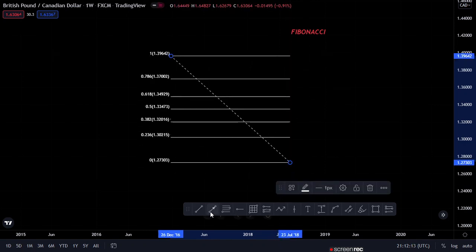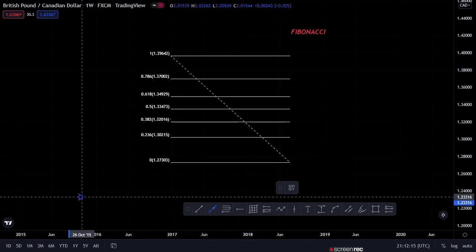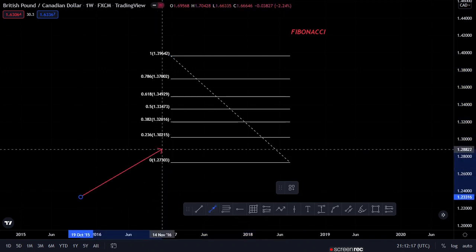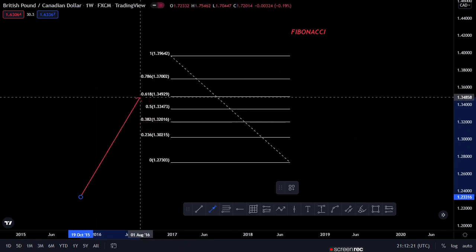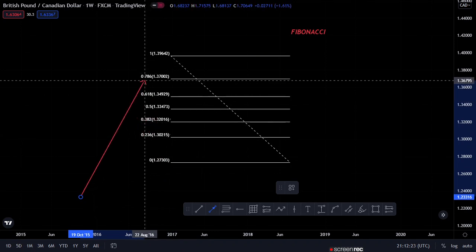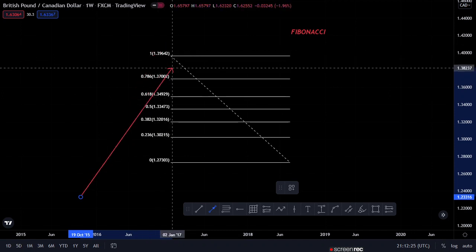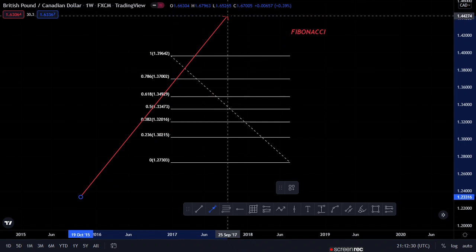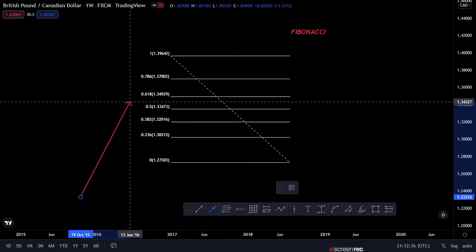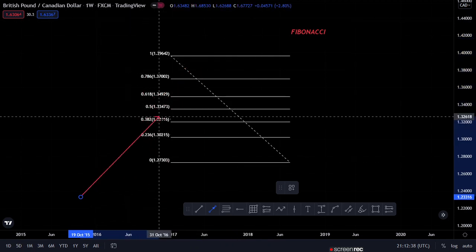We have numbers on the Fibonacci. We have the 0, the 0.23, the 0.38, 0.5, 0.618, 0.78, and then 1. These are the most important numbers. There are some numbers above, but they're not important. When you plot it other ways, there will be numbers below. They are not very important. The important ones are the ones which are here.